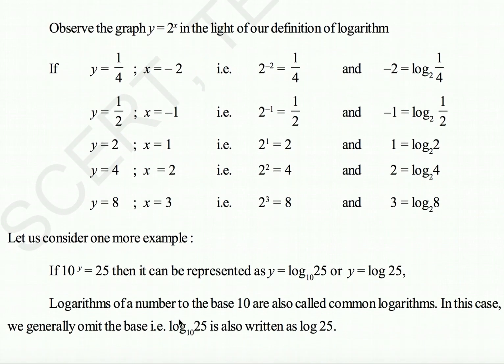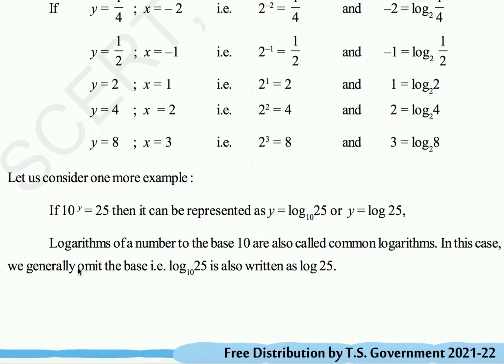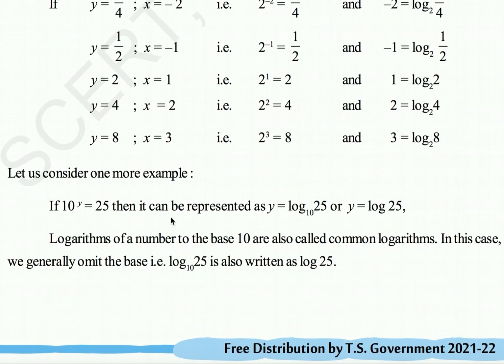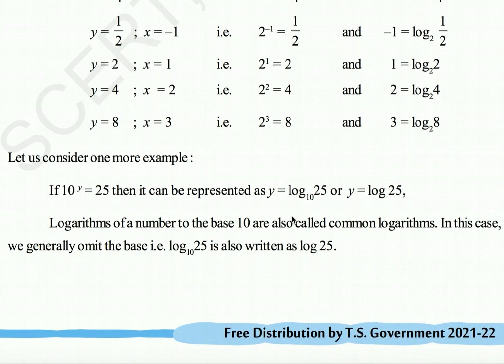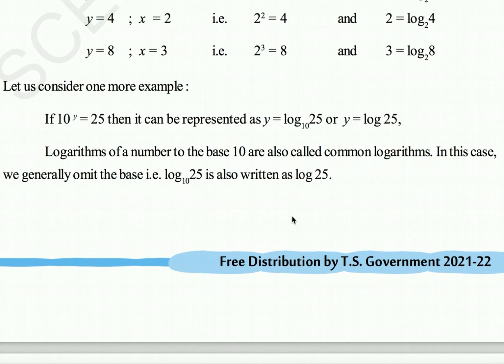Let us consider one more example. If 10 power y is 25, then it can be represented as y equal to log 25 base 10, or simply log 25. The logarithm of a number to the base 10 is called common logarithm. In this case, we generally omit the base. The base is 10. When it is written as log x, the base is always 10.